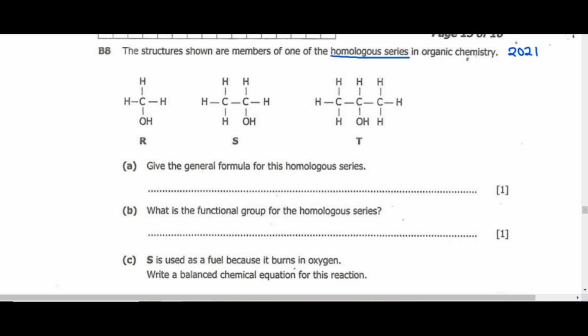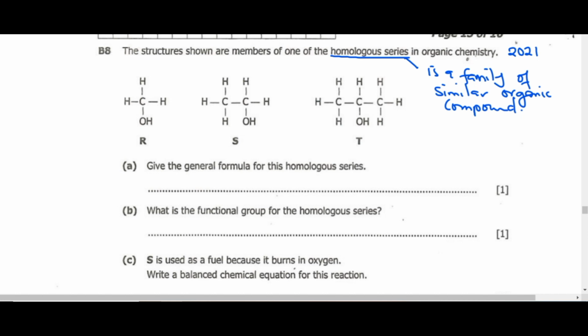A homologous series is a series, or we can say a family of similar organic compounds. So that is what we mean when we say homologous series. Now when you look at R, then S, and then T there, these are the three diagrams which we have here.